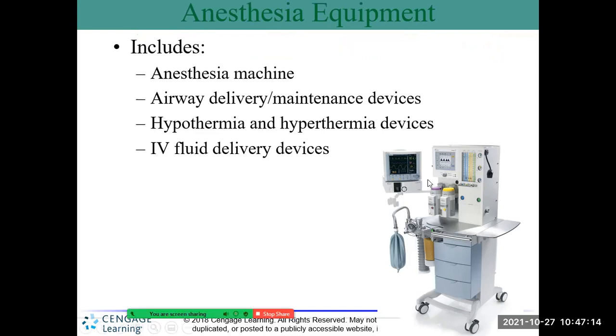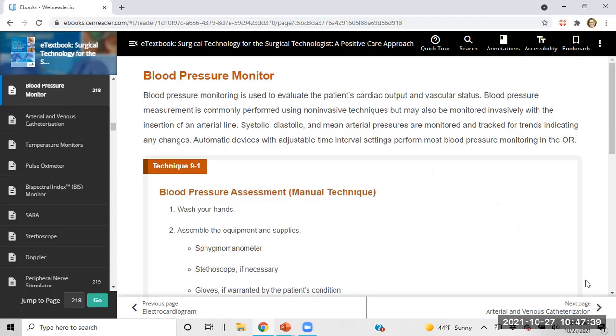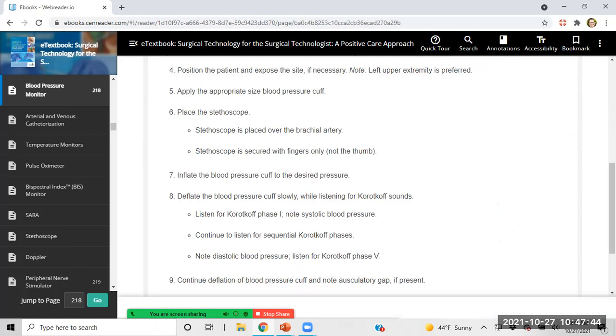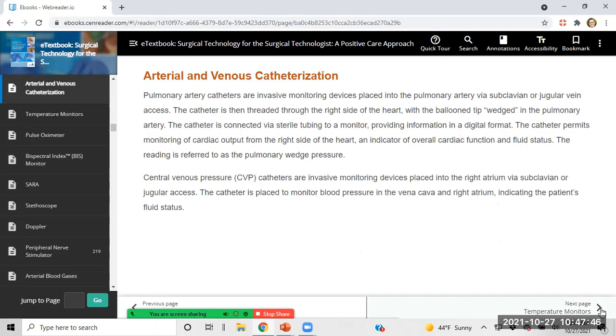Here you can see again is the anesthesia machine, and it does contain the airway delivery and maintenance device. You may see some hypothermia and hyperthermia devices. So like I talked about, you may have air-filled heating blankets. Also, you may have ice blankets. So there also may be ice brought into the OR to cool a patient off. And then there's, of course, the IV fluid delivery devices, and those are just an IV monitor. Make sure I'm not missing anything.